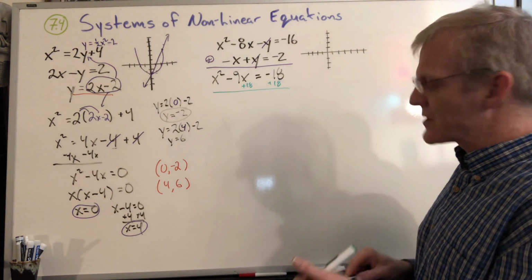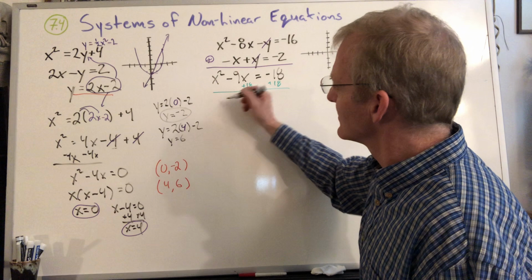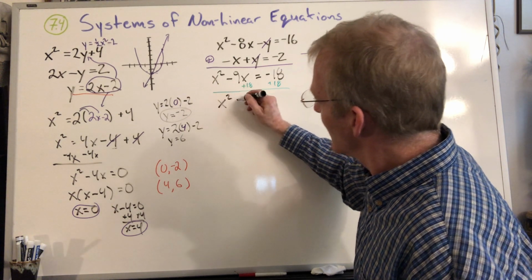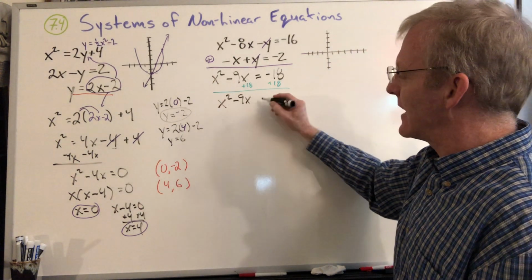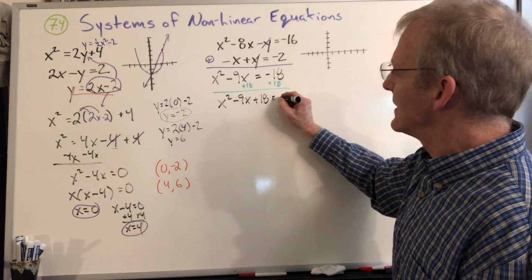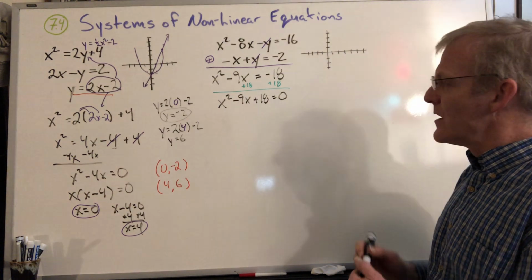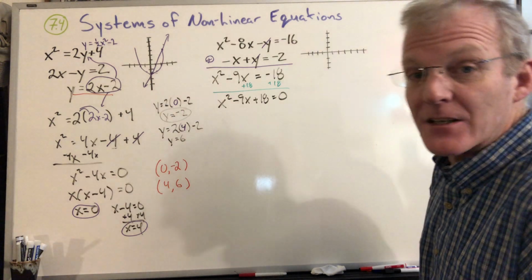And when we do that, we still have our x squared. We still have minus 9x, because that's not a like term with the plus 18. And now over here it equals 0. So now we could look at this to try to factor this quadratic.